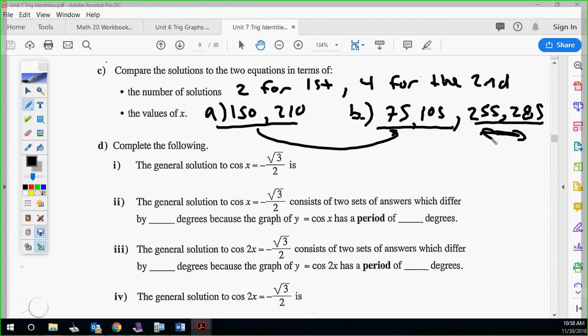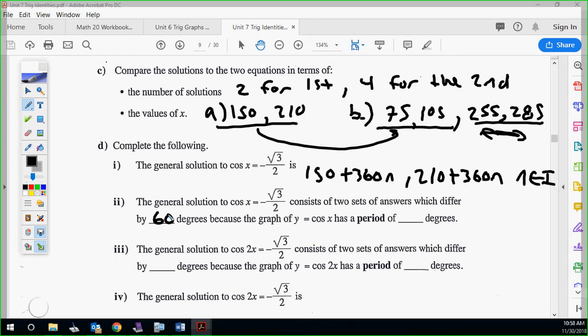All right, so complete the following. The general solution to cosine x = -√3/2 is, so the general solution would be 150 plus 360n, and then 210 plus 360n, n an integer. The general solution to cosine x consists of 2 sets of answers which differ by, they differ by how much? 60 degrees.